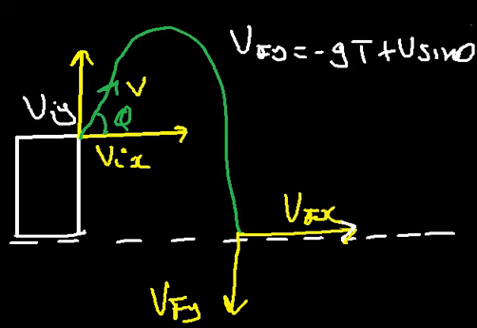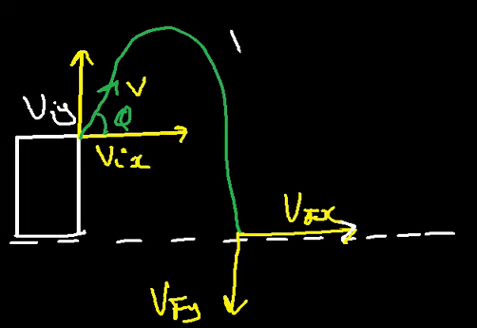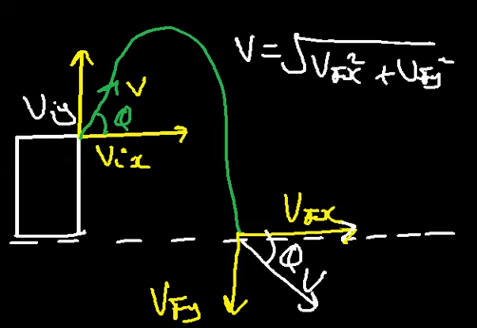And how about the landing speed? Having the magnitude of these two components, we are looking for the magnitude, which is this one. So we have the landing speed given as the square root of vfx squared plus vfy squared. So we have the magnitude, and the direction of the landing will be given by this angle theta.